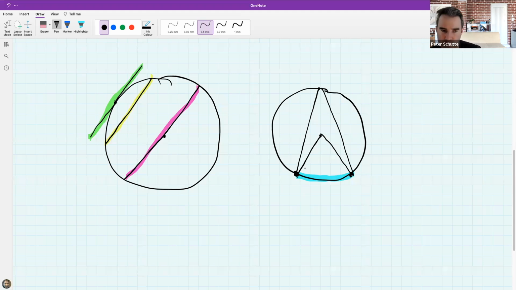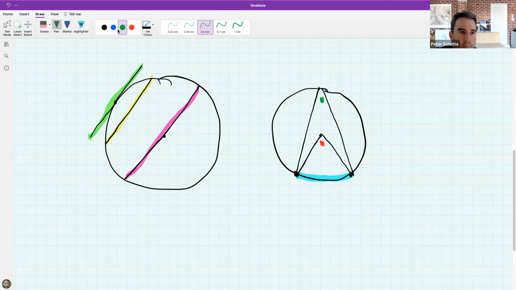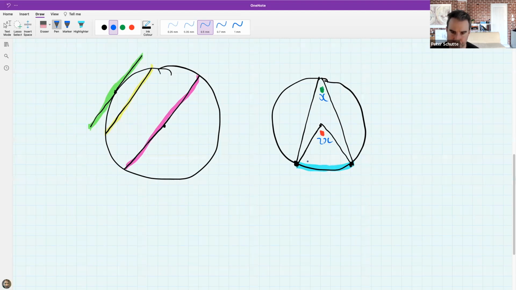And I want to know, what is the relationship between the red angle and the green angle from the last lesson? Are they the same? Are they different? Oh, I love it, Kat. The red is double the green. And so in maths, if that was x, this would be 2x, or it would be double. Yeah, so we looked at that.